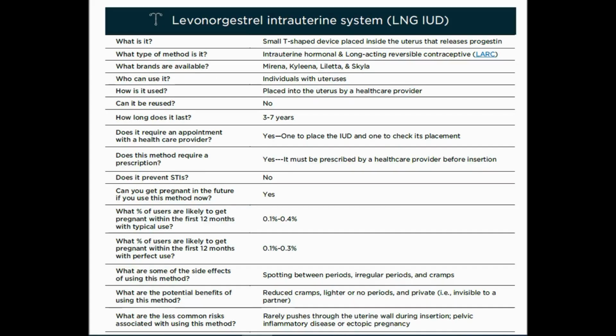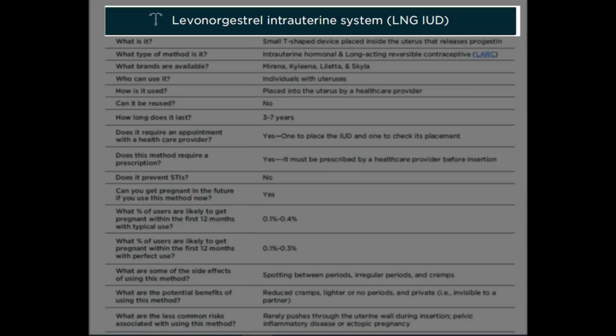Each page looks like this. It provides information about the type of method, available brands, who can use it, how it is used, how long it lasts, whether it requires an appointment with a healthcare provider or a prescription, whether it prevents STIs, the failure rate, potential side effects and benefits, and less common risks. This particular page provides information about a type of IUD.